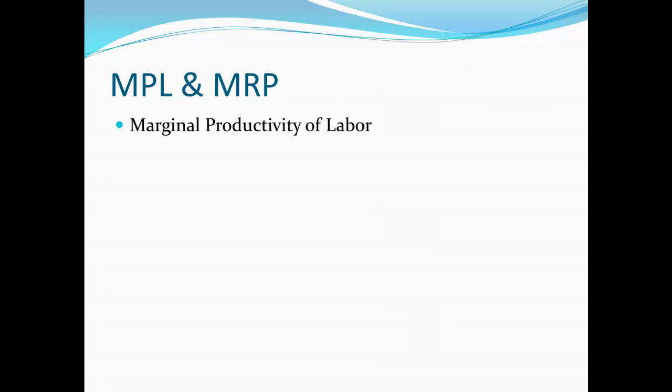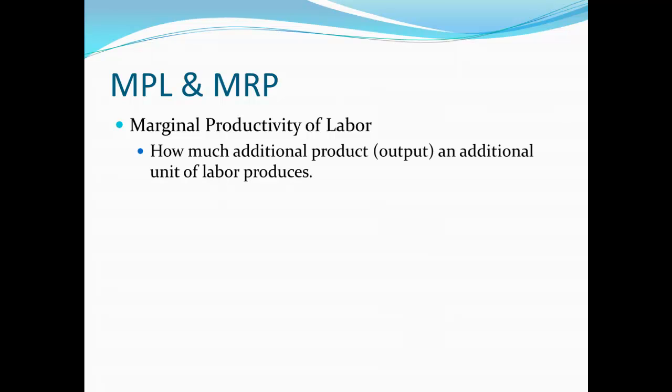The marginal productivity of labor, or MPL for short, just describes how much additional product or output we get when we hire an additional unit of labor. We'll get into actually doing this calculation later on. But for now, just know the formula is the change in quantity divided by the change in labor. So if, for example, we hire 2 more workers and they produce 50 more units, 50 divided by 2, the marginal product of labor for those 2 workers would be 25 units per worker.